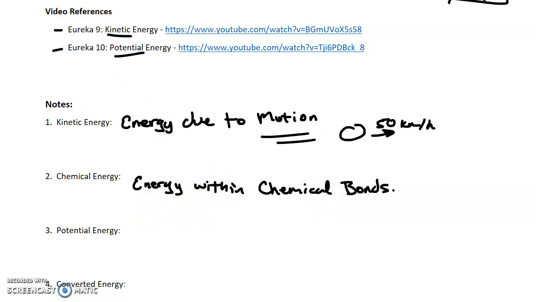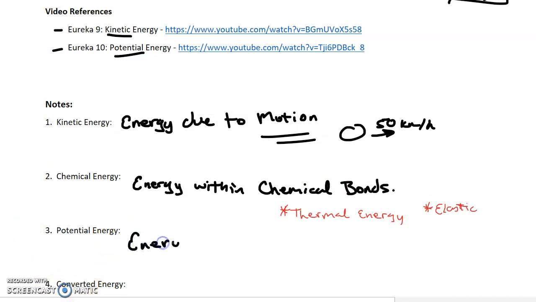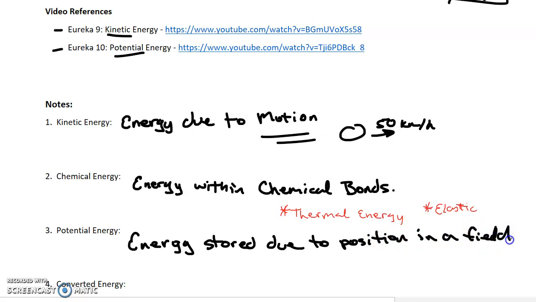A couple of other forms of energy or stores of energy that we looked at previously would have been thermal energy or elastic energy. The other type here is potential energy, which is energy stored due to position in a field. That could be a gravitational field, an electric field, or a magnetic field, but the energy is just stored in there.